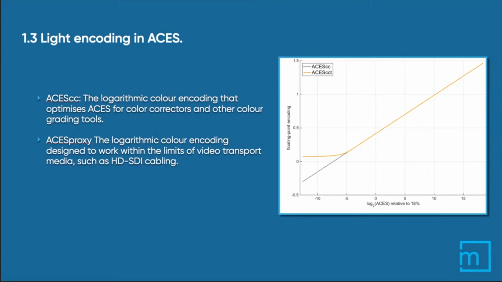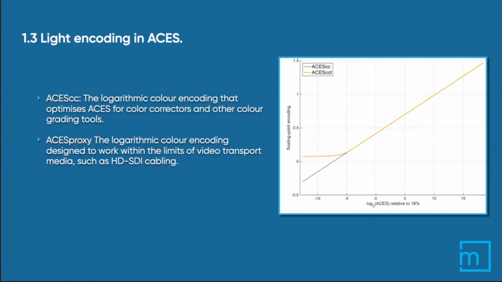So, as I said, ACES in its core is based on linear light. It captures, or encodes, photons of light. But we have different ways of working within this framework, and these are the acronyms. There are going to be loads of acronyms, the ACES transforms and so on, so we're going to try to make them more familiar to you in this seminar. We have ACES CC, which is a logarithmic color encoding that optimizes ACES for color correctors.